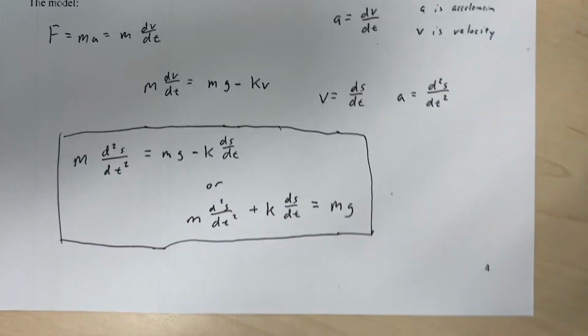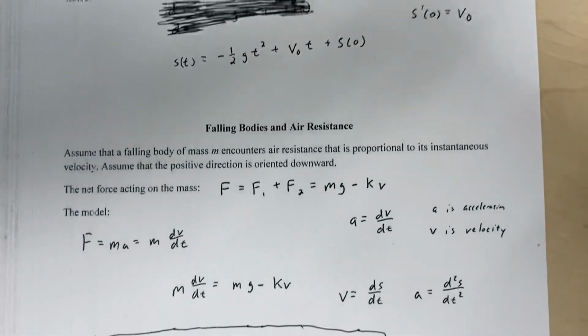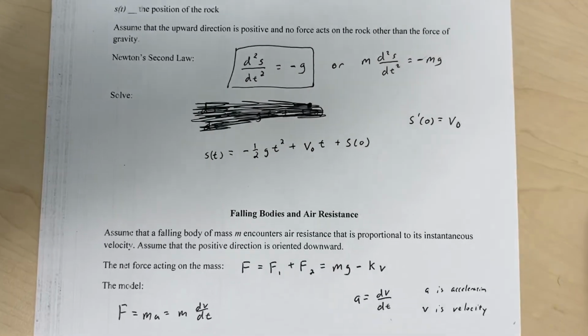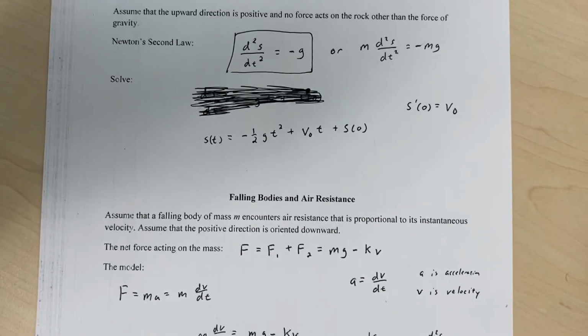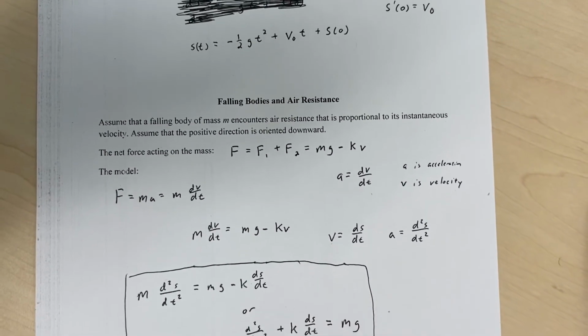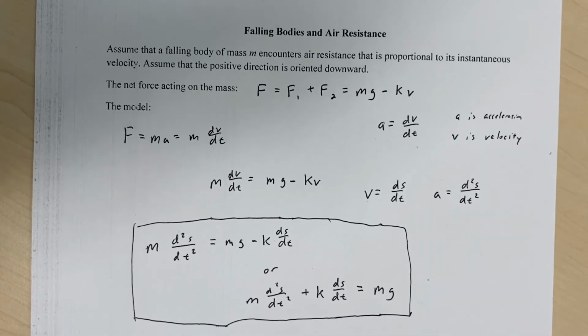All right, so those are all of the models that we're going to use. If I give you an example of falling bodies, or falling bodies with some air resistance, then these are the formulas that we're going to use.